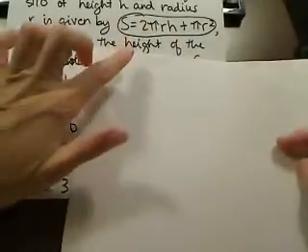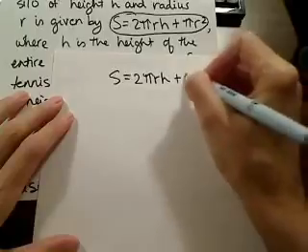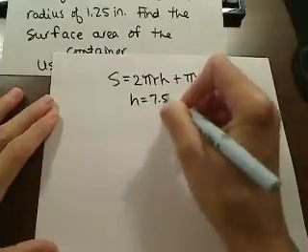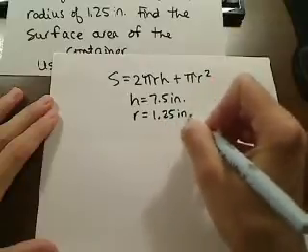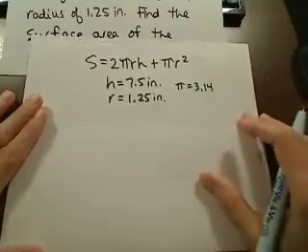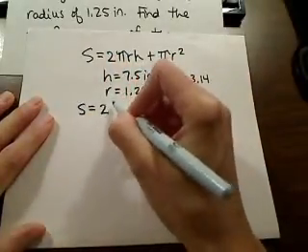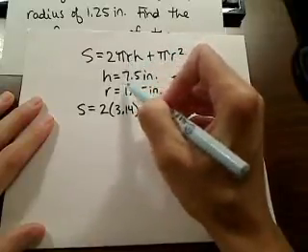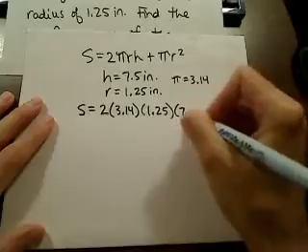Basically, we're working with this formula and plugging in the values that are given to us. They're telling us that the height is 7.5 inches and that the radius is 1.25 inches. For pi, we're going to use 3.14. So this is a matter of plugging these values in and doing our math. I have 2 times pi, so that's 3.14, times r, which is 1.25, times the height, which is 7.5.